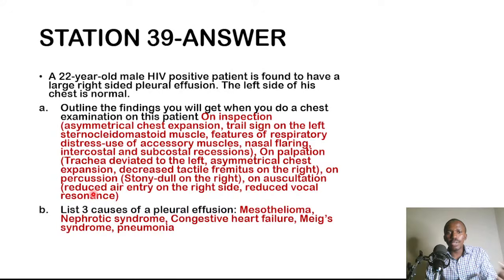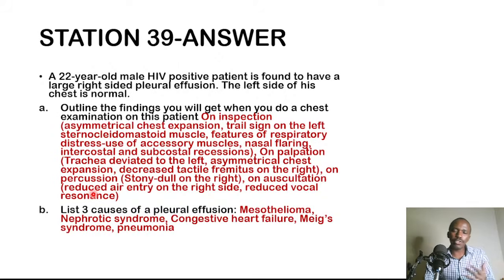So on inspection, of course, because now there's fluid accumulating on one side, it can push the structures to the other side. So it means that even the trachea will be pushed to the other side. There may be asymmetrical chest expansion when you observe this patient. Now, on the side where the trachea has been pushed towards, the sternocleidomastoid, which is this muscle, where when you turn your head to your left, this muscle tends to stand out on that side. So you call this the trail sign.